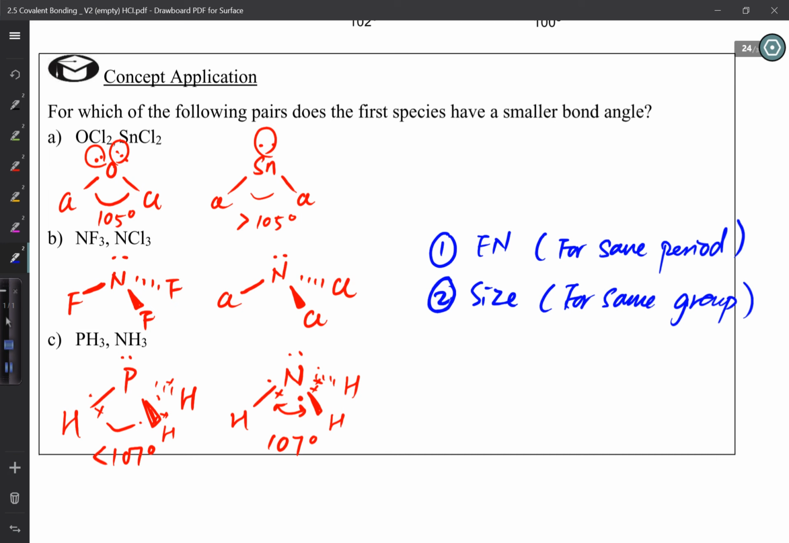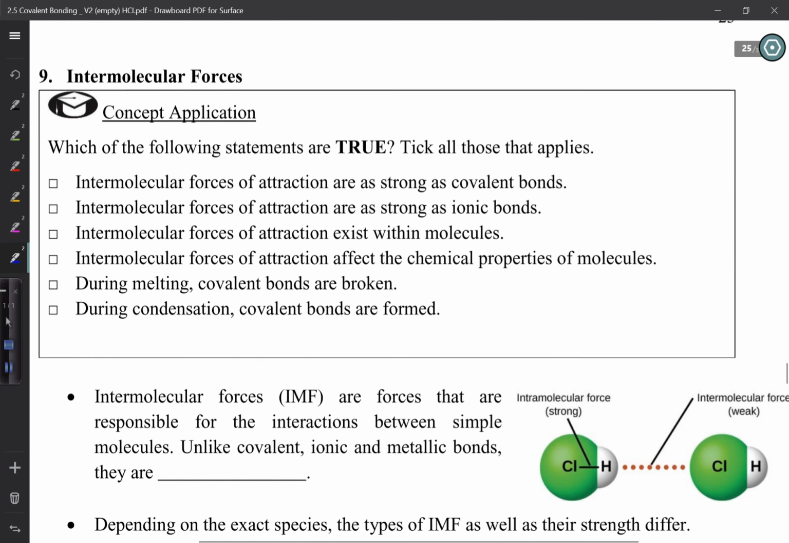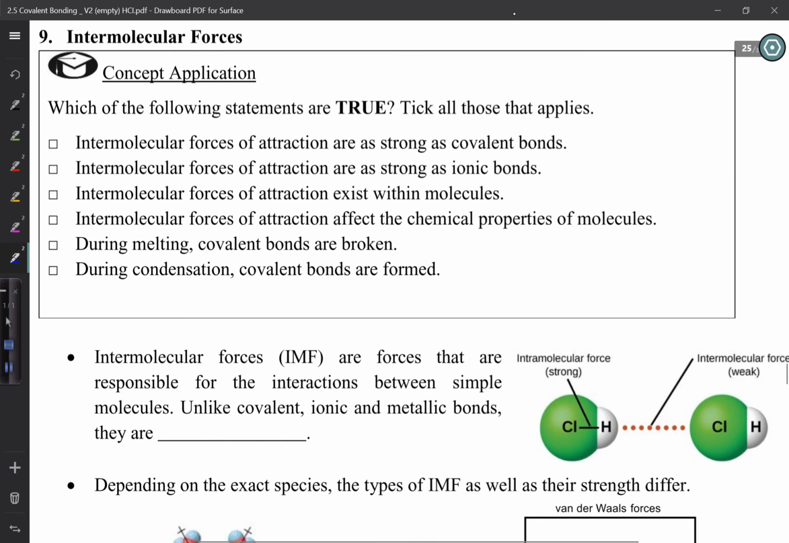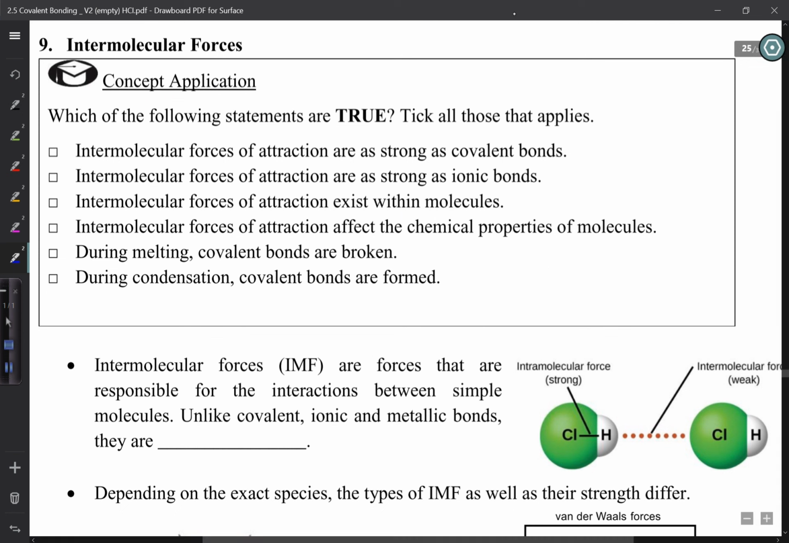So if this is fine, we'll move on to something which is the most important in this topic, alright, on intermolecular forces. This is definitely in your syllabus and this is very, very important. Alright? So before we begin, let's try these questions. Alright, which of the following statements are true? Tick all those that apply.